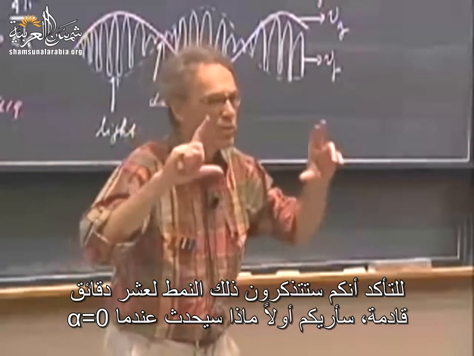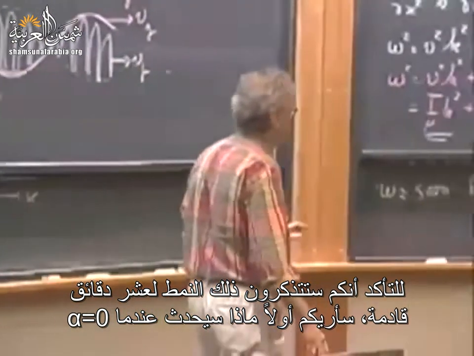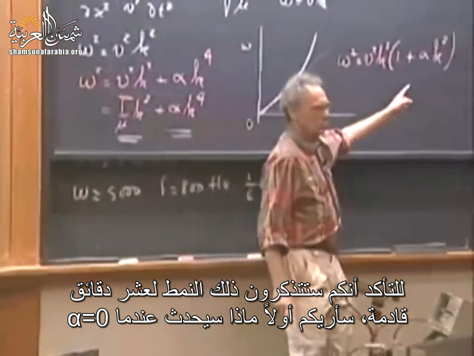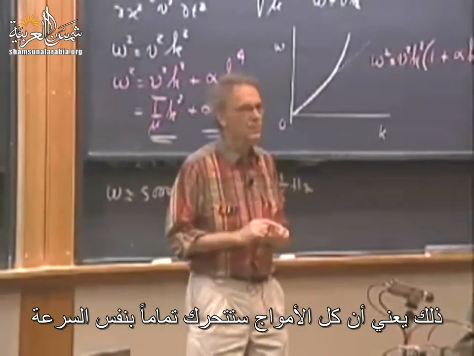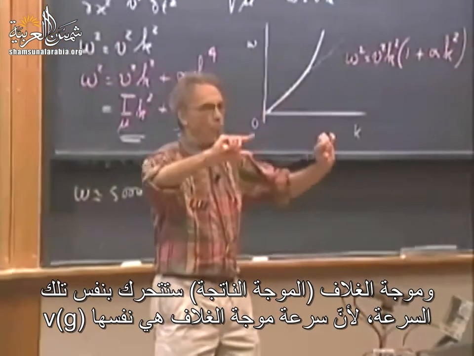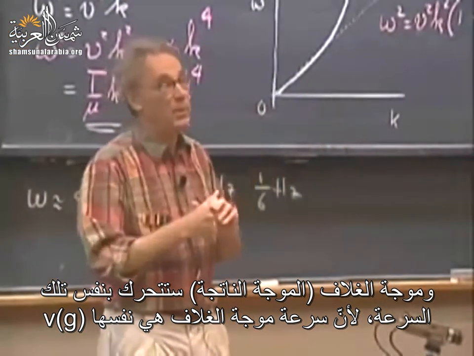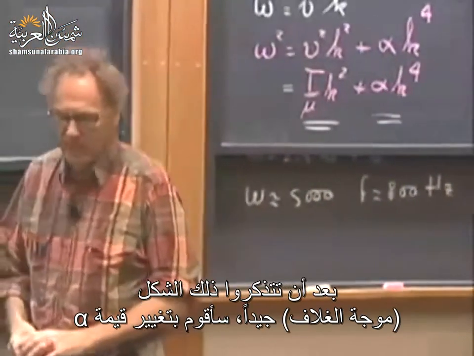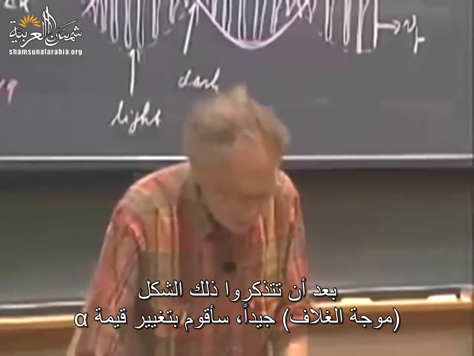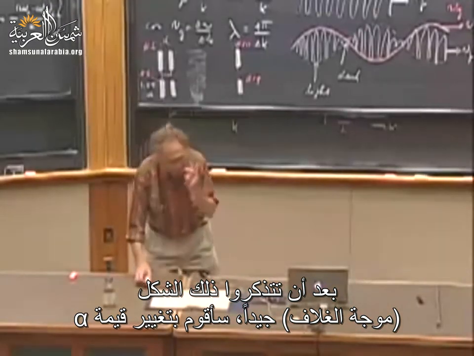And to make sure that you remember that pattern for the next 10 minutes, I'm first going to show you what happens when alpha is 0. That means all the waves will move with exactly the same speed. And the envelope, crazy as the envelope will be, is moving with exactly that same speed, because the envelope is the group velocity. And then when you really remember that envelope, then I'm going to change alpha.